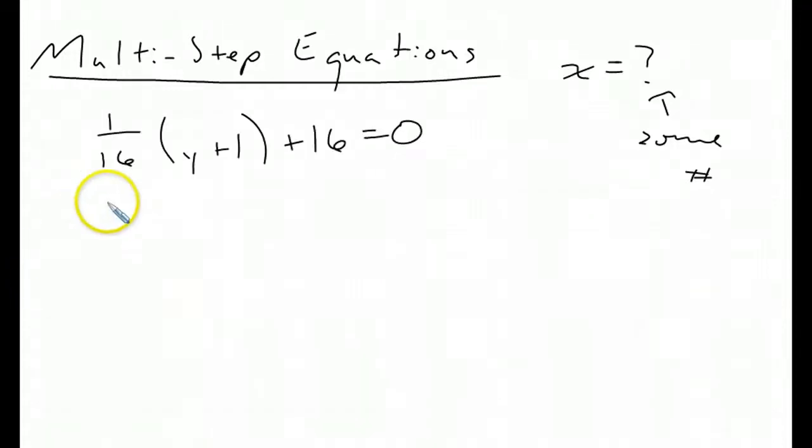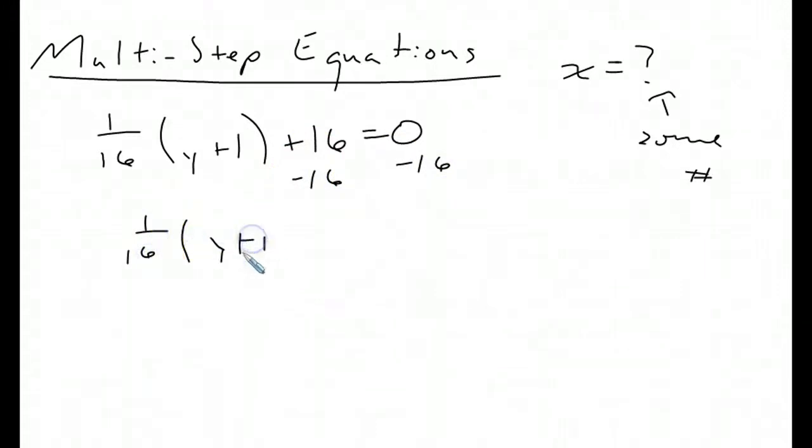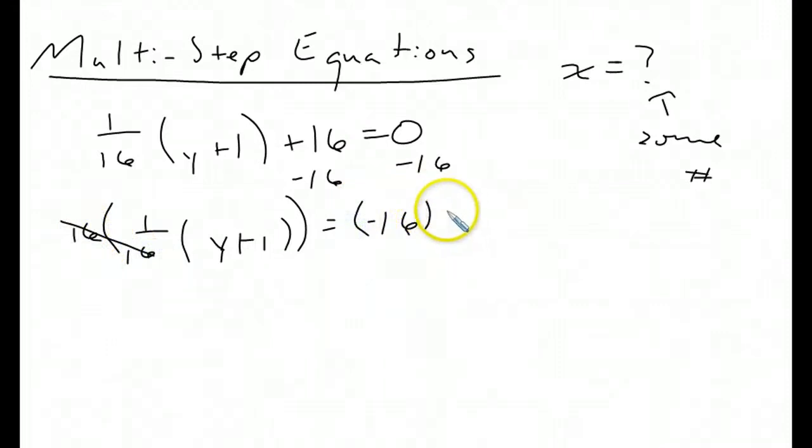In this problem, this looks kind of weird. We could distribute the 1/16 to both of these things, but there's also another way. I don't really want to multiply this entire side, so what I'm going to do is move over this 16 just to make it look a little bit simpler. So I still have 1/16 times y plus 1 equals negative 16. And now, in order to get rid of this fraction, I multiply this entire side by 16, since that's what's on the bottom. I know 16 divided by 16 is 1. Also, I do it to the other side, so I'll have y plus 1 equals negative 256.